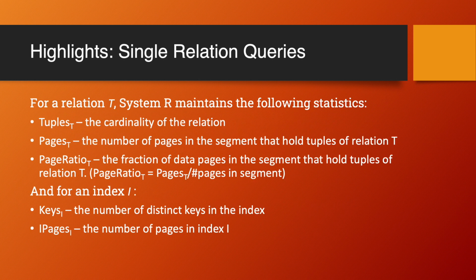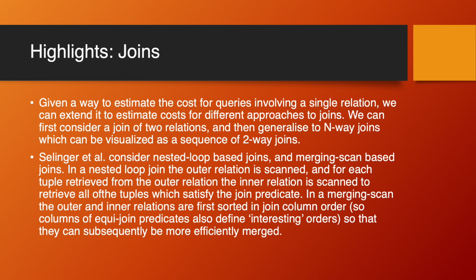For a relation T, System R maintains the following statistics: tuples T, the cardinality of the relation; pages T, the number of pages in the segment that holds the tuples of relation T; page ratio T, the fraction of data pages in the segment that holds tuples of the relation. So page ratio T is equal to pages of tuple T divided by the number of pages in the segment. And for an index I, keys I equals the number of distinct keys in the index, and I pages equals the number of pages in index I.